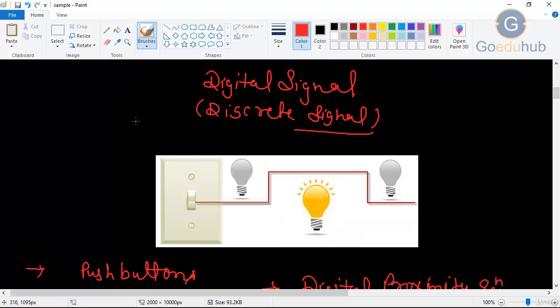A discrete signal will have only two states. In reference to industrial automation, a digital signal has only two states. Either it will be on or it will be off. You can represent it as 1 or 0, or you can say high or low.